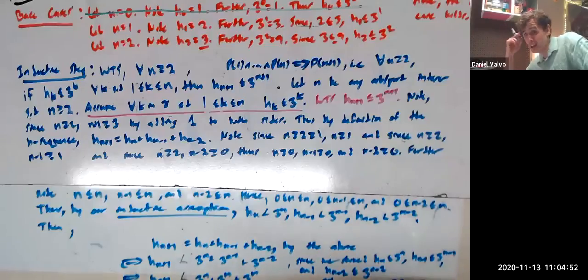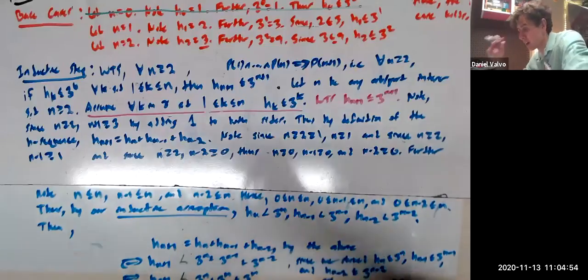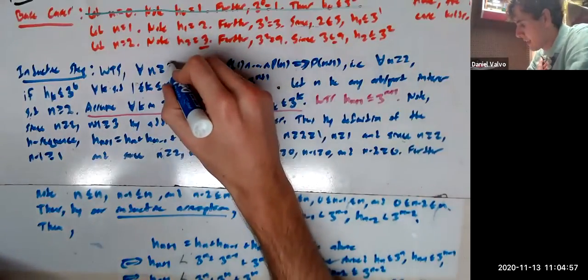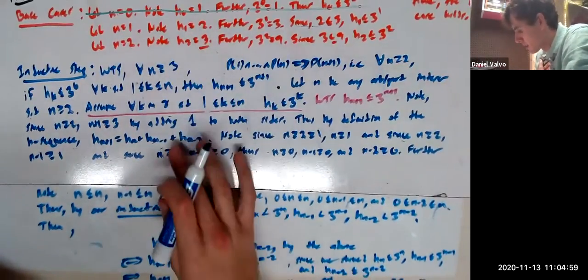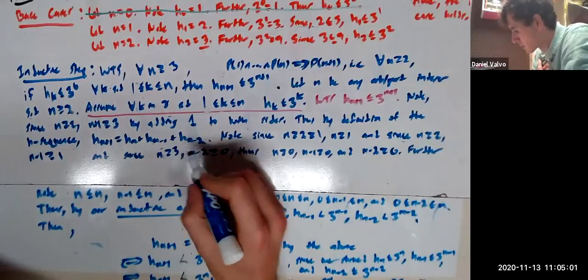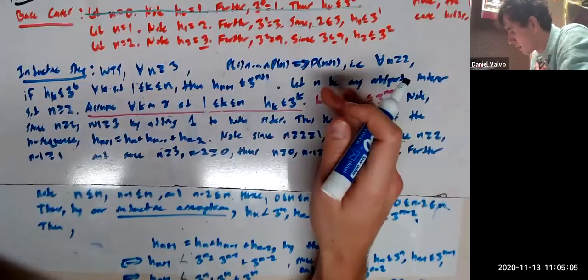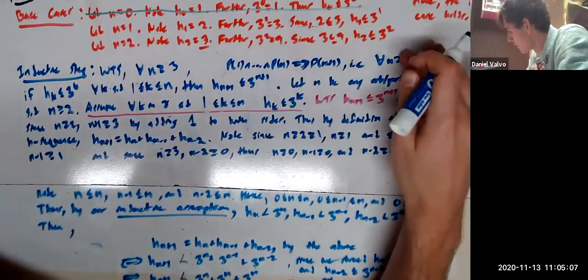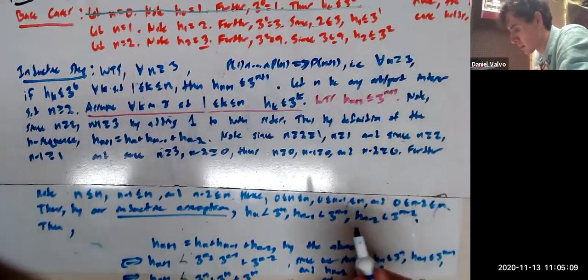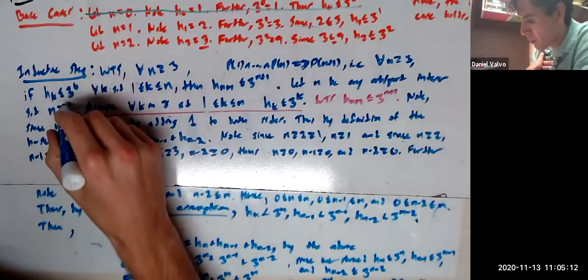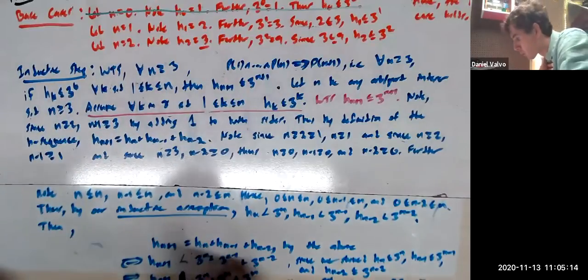Let's just start looking at n greater than or equal to 3. Let's change this to n bigger than or equal to 3. This is for all n bigger than or equal to 3. So now in our proof, let's go ahead and let n bigger than or equal to 3.